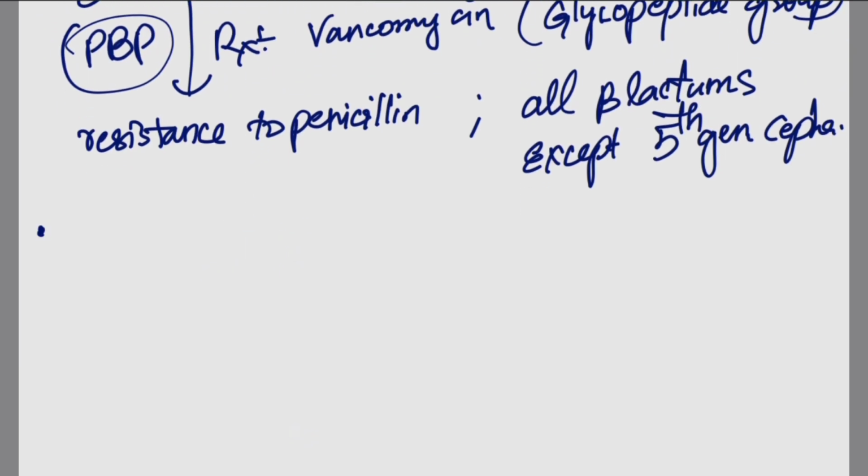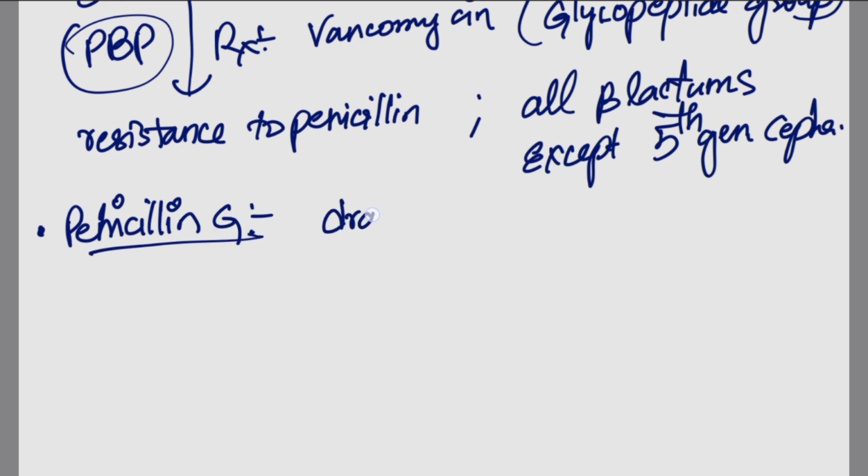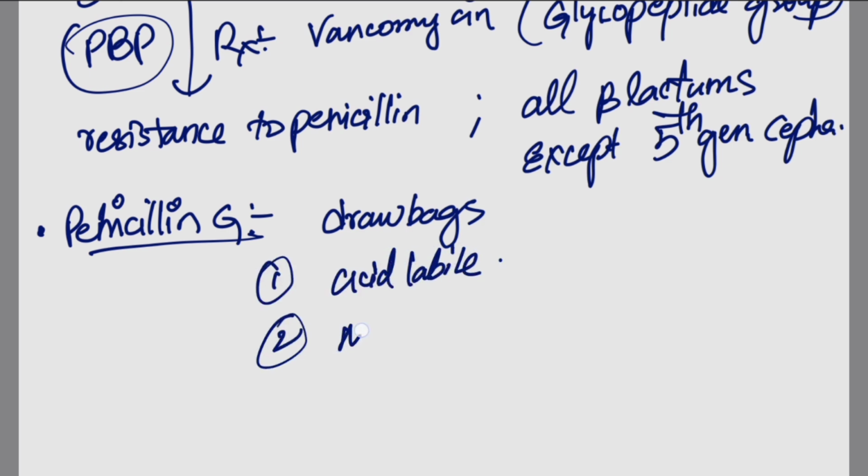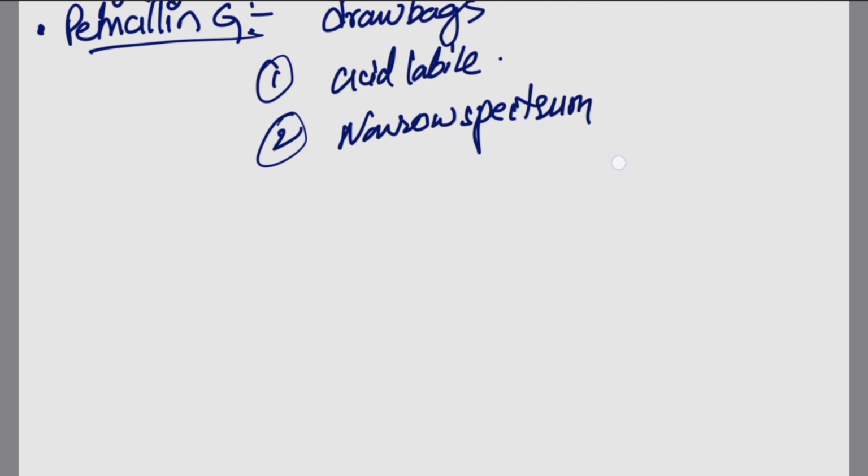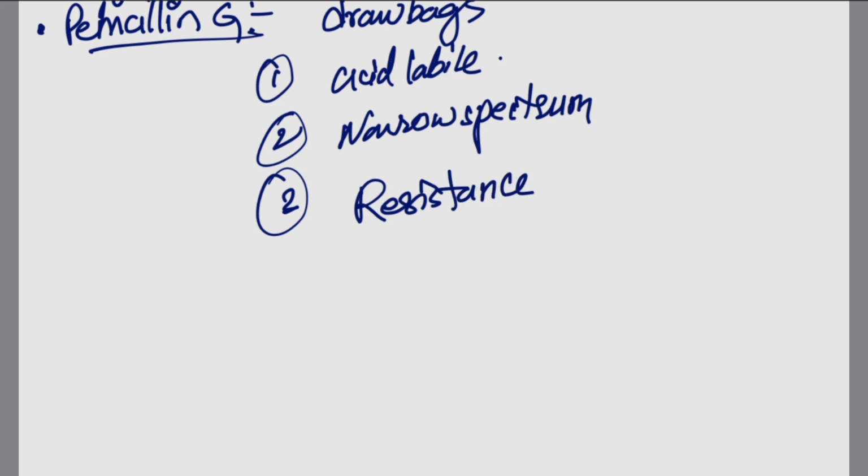Next, Alexander Fleming is the first one who discovered penicillin. He discovered penicillin G. The drawbacks of penicillin G are: 1. It is acid labile, 2. narrow spectrum, and third, it has resistance, and it has a short duration of action.